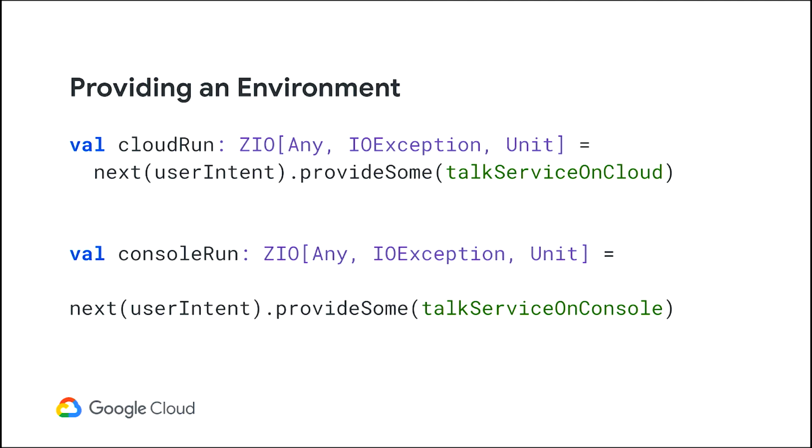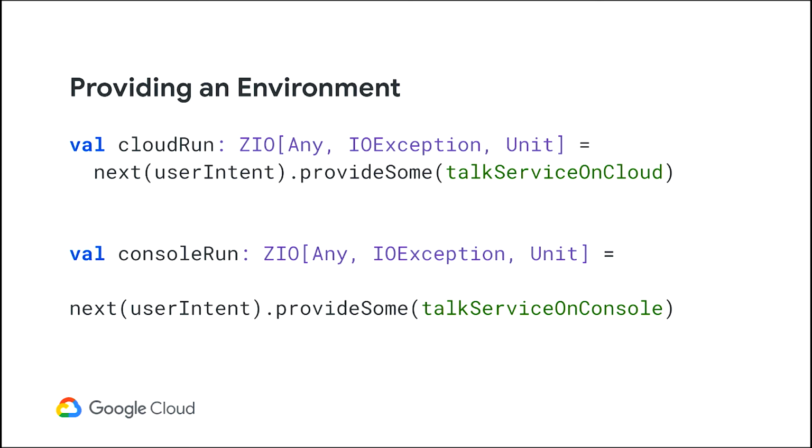So then we need to provide an environment to actually run this thing. As I mentioned, we had different protocols that we could use, and so ultimately different environments. So we have a cloud environment that is able to execute the request over HTTP. Then we have the console one, which just does standard out. And we're providing different environments into this thing so that it operates differently. The business logic doesn't change, just the environment that changes around it.